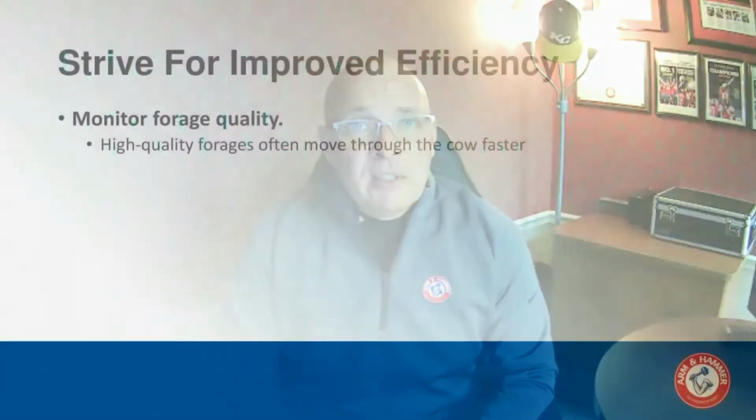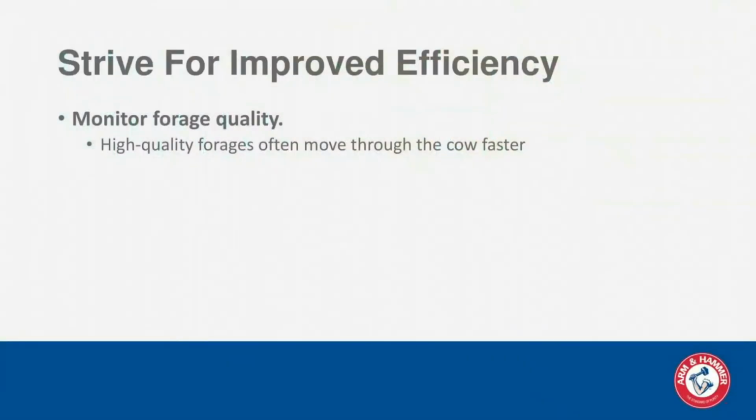So as we calculate this number on a dairy and we strive for improved efficiency, what are some things we need to consider? Well, first of all, forage quality. We need to monitor forage quality, realizing that higher quality forages often move through the cow at a faster rate, whereas lower quality forages tend to move through a cow at a slower rate. And this will affect our efficiency factor.